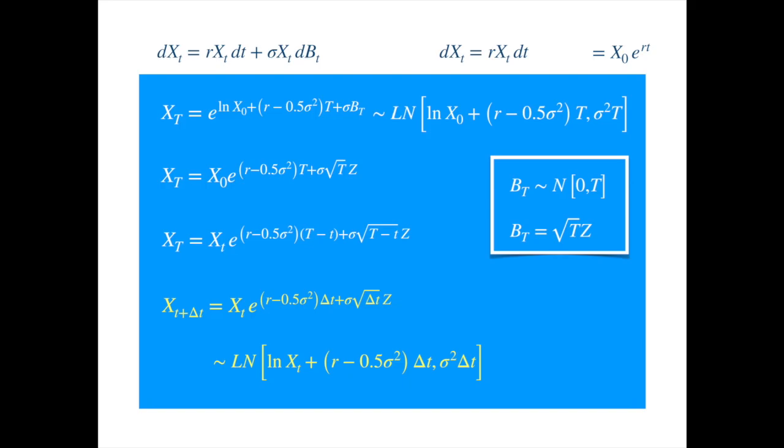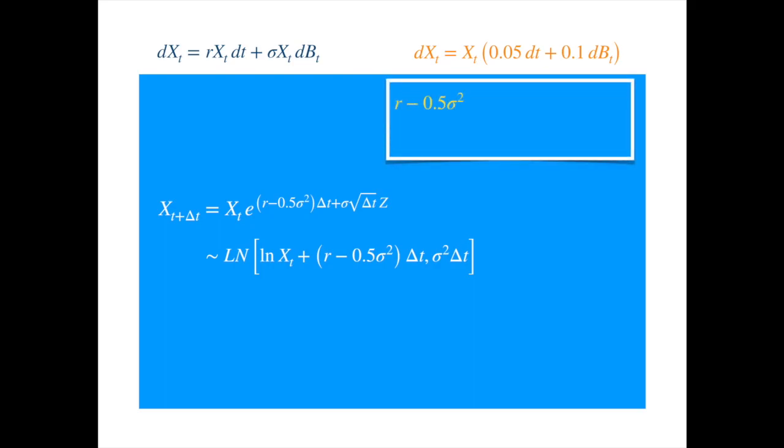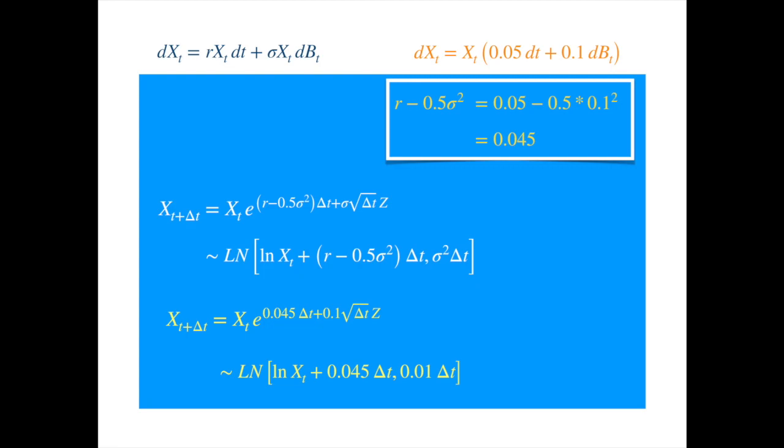Now let's see a quick example. Assume we are given the following parameters. The distribution and the solution have this r minus sigma squared term. So let's calculate it here. We just substitute the numbers and then evaluate the expression. Making the substitutions into the solutions and the distribution equations, we get.